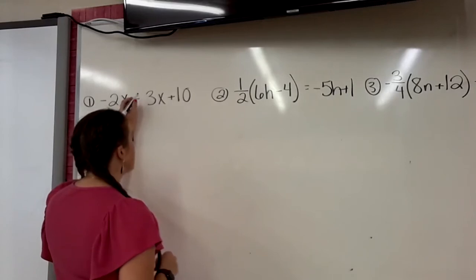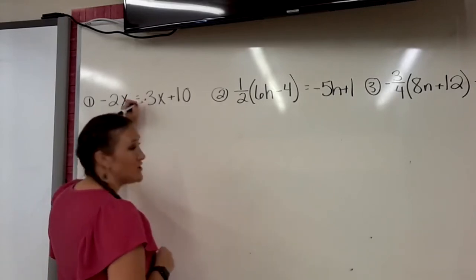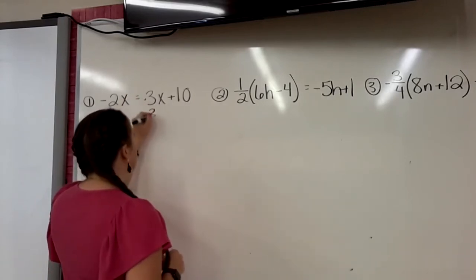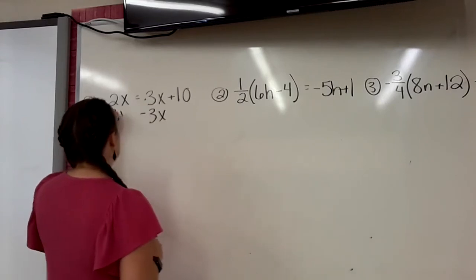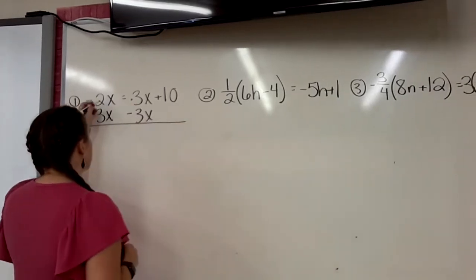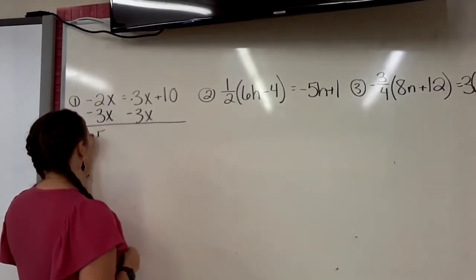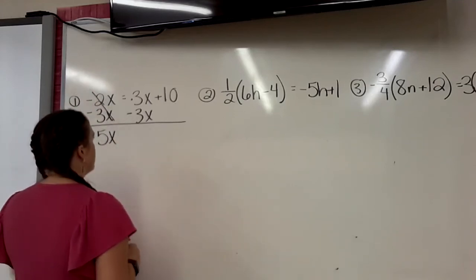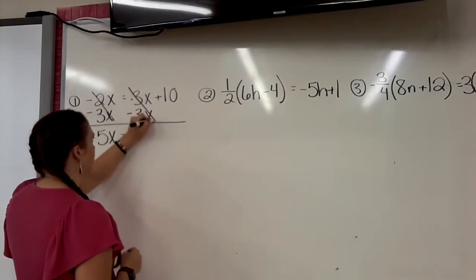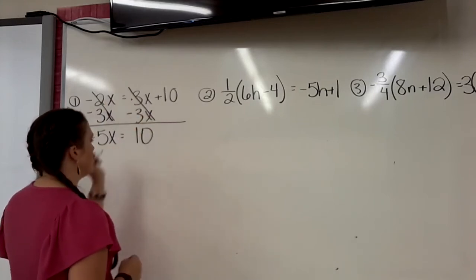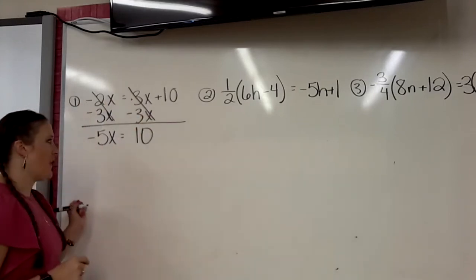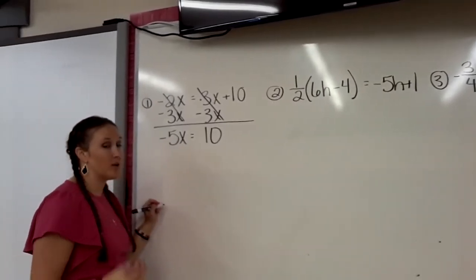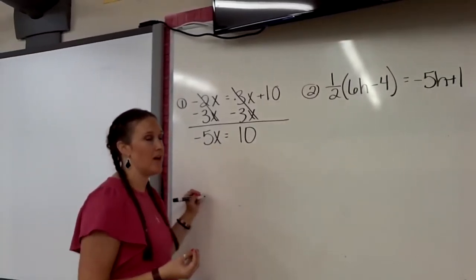Since it's a positive number, there's like a little imaginary plus sign, so we would subtract 3x from both sides. Negative 2 minus 3 more is negative 5x. That x hasn't gone anywhere. We haven't gotten rid of it. I have an equal sign. This canceled, and I'm left with positive 10. I now have negative 5x equals 10. So again, we're solving for x. We haven't done that yet.